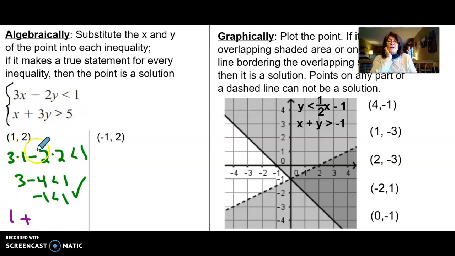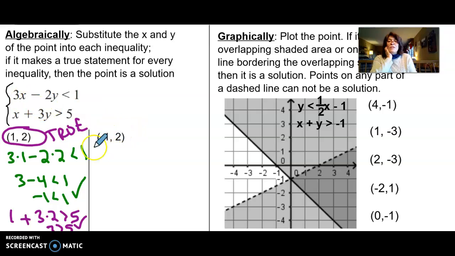And then we put 1 in for X in the other equation. I'm moving to this one. 1 + 3 × 2, is that greater than 5? 1 + 6 is 7. Yeah, 7 is bigger than 5. So this is a solution, true. I don't have to graph it. I can figure it out algebraically.